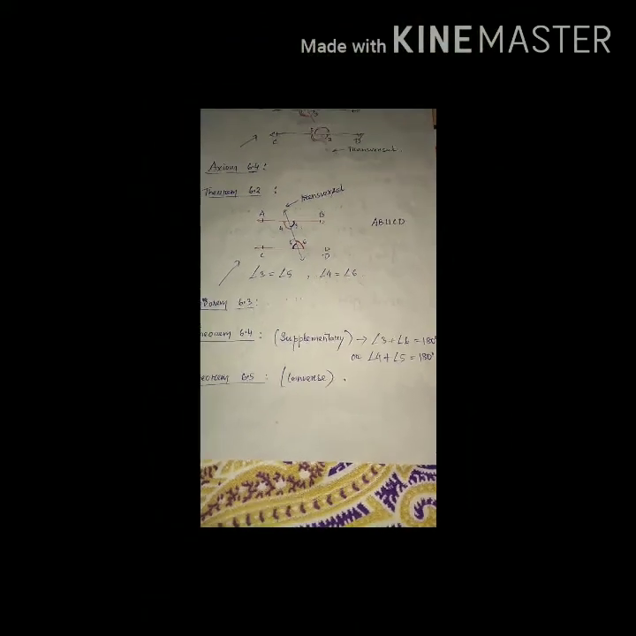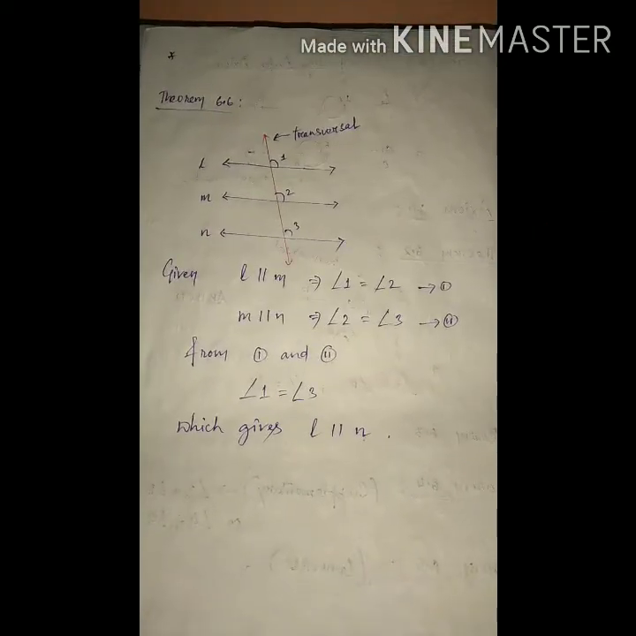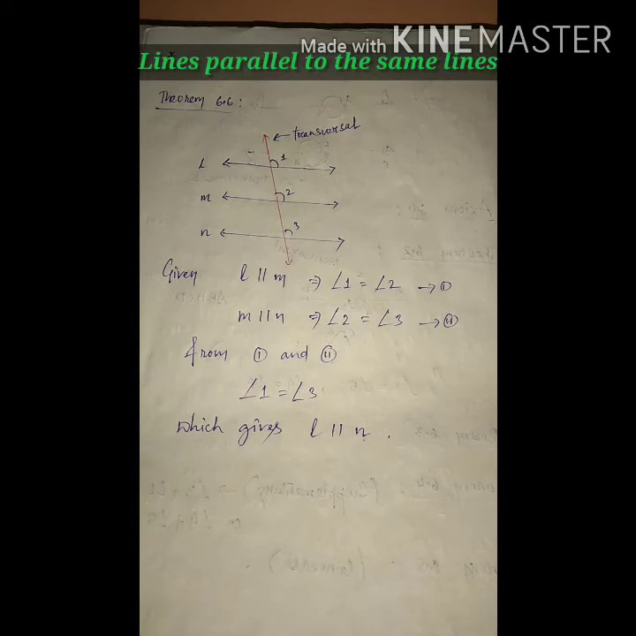Okay, now the next topic is lines parallel to the same line. So in this case, the theorem is mentioned as 6.6. Now in this case what happened? Here 3 lines are there. The condition is given in such a way that the line L is parallel to M, and at the same time M is parallel to N. So we don't know whether L and N are parallel or not, but the condition is given: L parallel to M, similarly M is parallel to N.